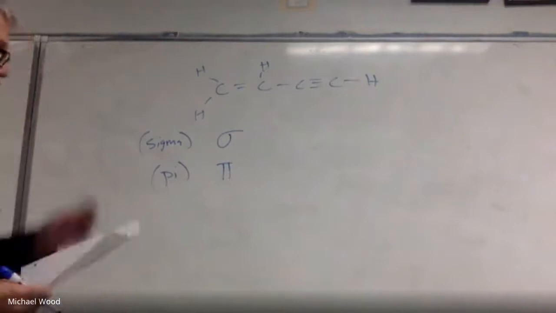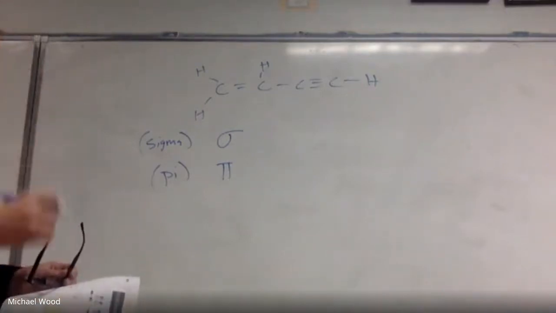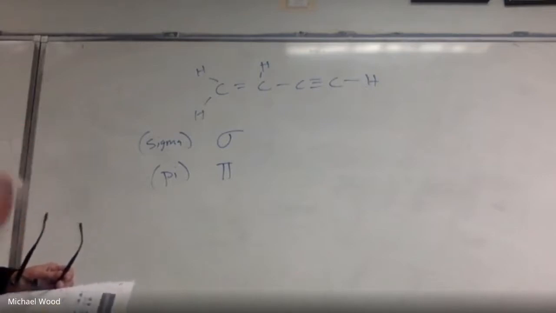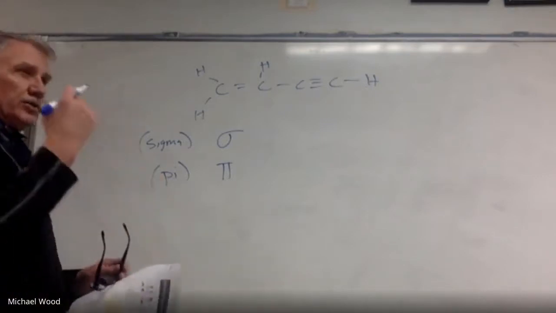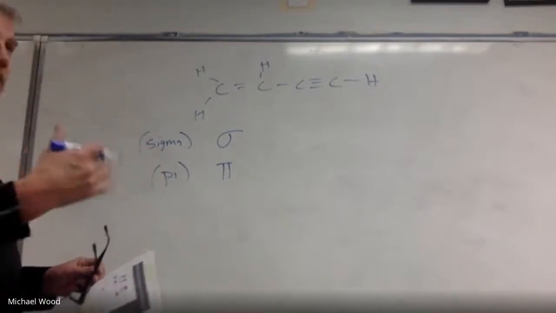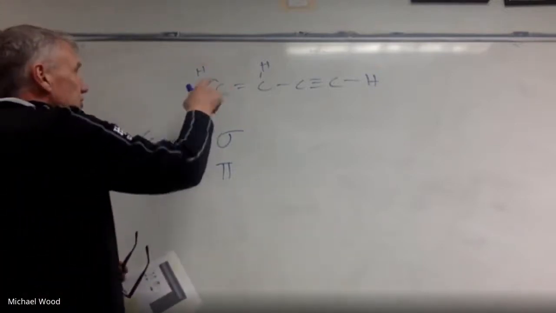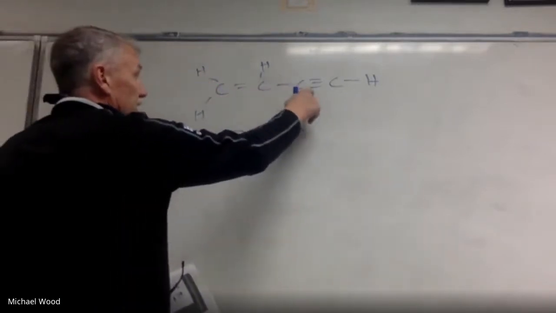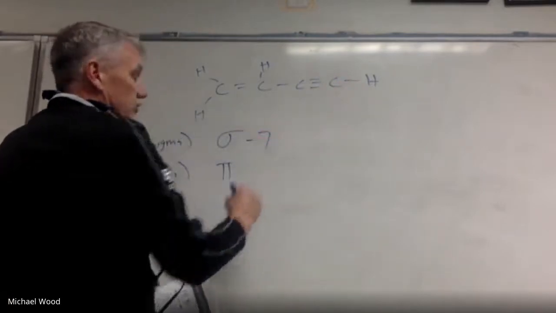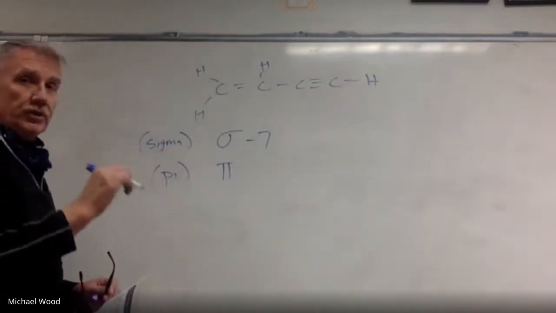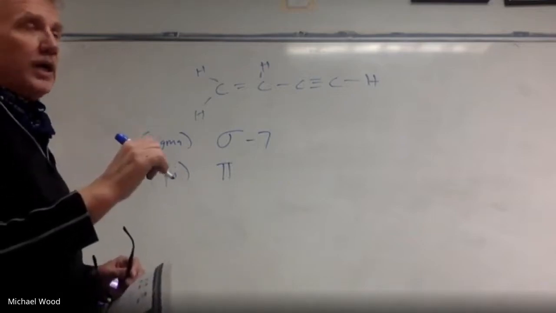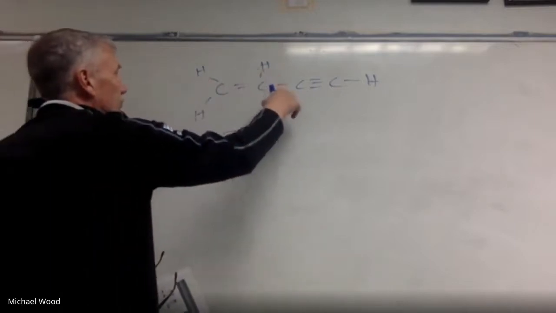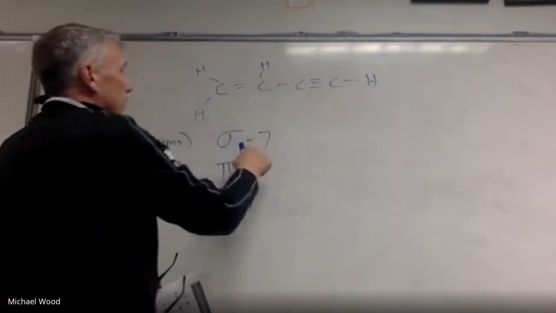Okay, so what I was trying to say there is the sigma bonds are all the single bonds plus the first bond in a multiple bond. So all the single bonds and the first bond in a double or triple bond. So counting the sigma bonds, 1, 2, 3, 4, 5, 6, 7. Okay, so we'll do that again. So it's all the single bonds, and it's the first bond in a double or triple bond. So 1, 2, 3, 4, 5, 6, 7. So 7 sigma bonds.